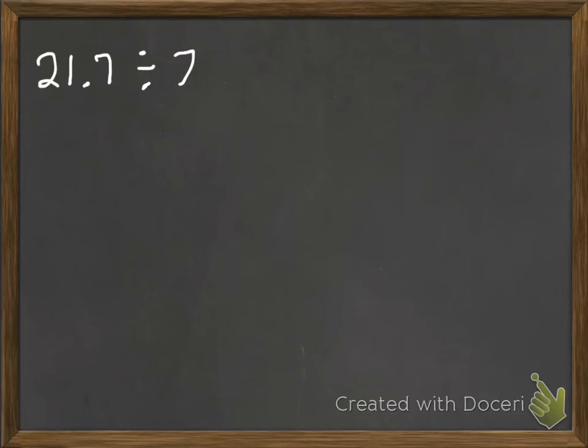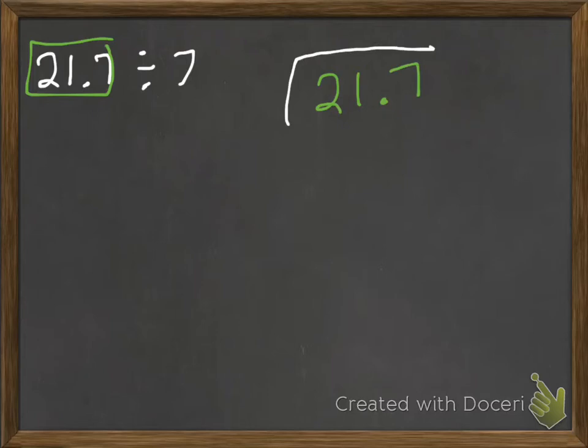We have 21.7 divided by 7. All right, this is our dividend. So we're going to go 21.7 divided by our divisor 7. Okay, let's think. Oh, our decimal. I'm forgetting to put my decimal. That should be the first thing you do. Put the decimal up there.